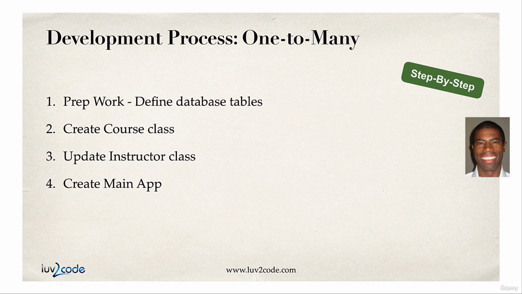Here's our development process for one-to-many. In the first step, we're going to do our prep work of defining the database tables. Then in step 2, we'll create the course. Next, we'll update the instructor class. And finally, in step 4, we'll create a main application to pull it all together.